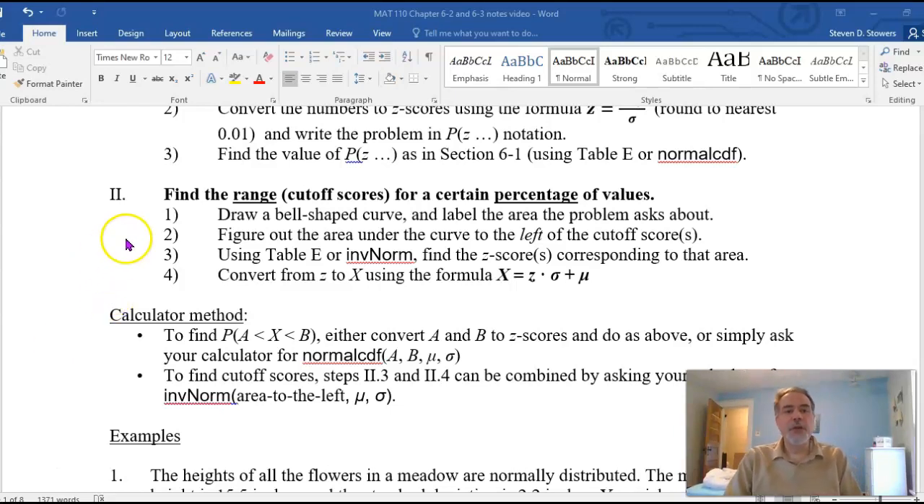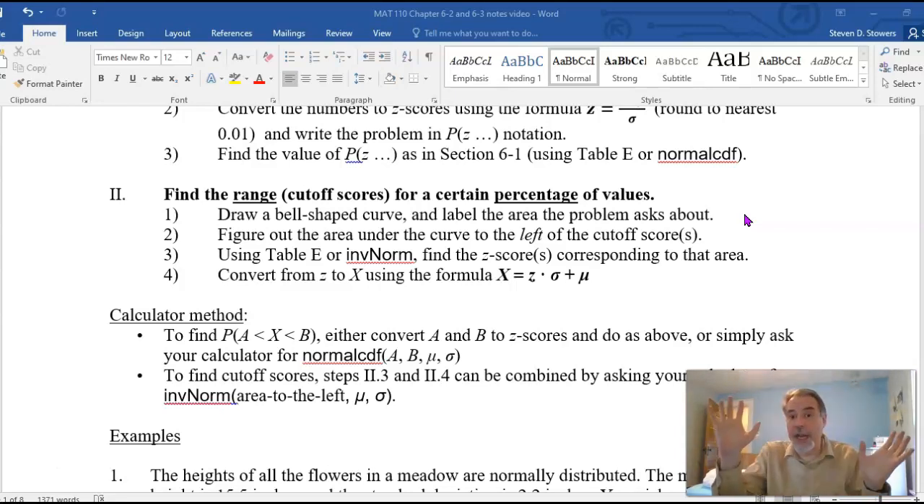So the steps we go through: it helps to draw a bell-shaped curve and label the area that the problem asks about so that you can visualize what you're dealing with. Then you need to figure out the area under the curve to the left of the cutoff score that you're looking for. Then use table E or another method to find the z-score corresponding to that area. So this time we're going from an area to a z-score.